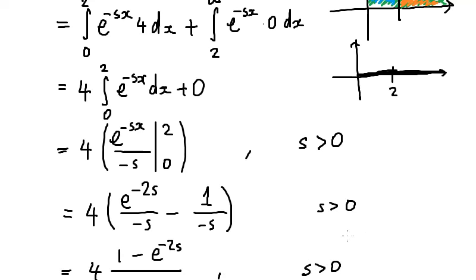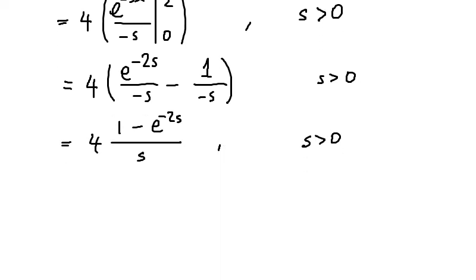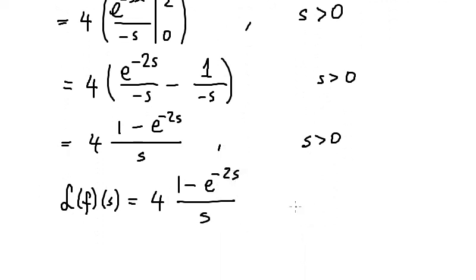And now we know that the Laplace transform of the function f that we were given, evaluated at each s, is equal to 4 times 1 minus e to the power minus 2s divided by s. And that formula is valid for all the s's bigger than 0. It is also valid for all the s's less than 0, but we are not considering that in the answer because we only want the domain of all the s's bigger than 0.